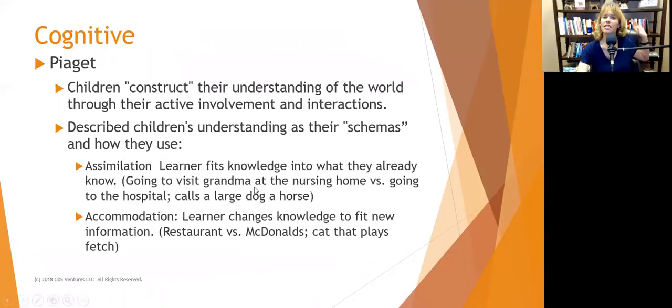And even when they're sitting in the back of the car, in the car seat, they're learning. Piaget said children construct their understanding of the world through their active involvement and interactions. So they're looking around, they're learning, they're seeing the things that get rewarded and the things that don't. They're figuring out kind of what they like, but they're also trying to make sense of the world. And there's a lot of stuff to make sense of when you're a kid. So they use schemas, which are those quick guides, if you will, to life.